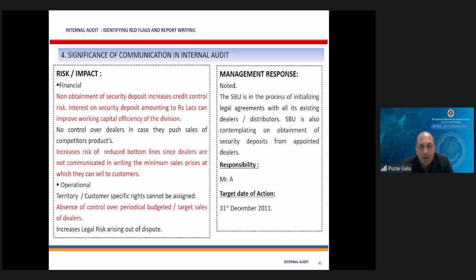What is the management response? The SBU noted it is in the process of initializing legal agreements with all its existing dealers and distributors. It is also contemplating obtaining security deposits from appointed dealers. Responsibility and target date. This is how a typical observation should ideally look like. To the point, minimum or zero subjectivity, absolutely objective.